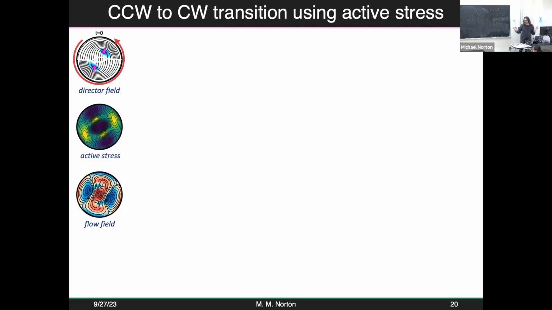Okay, so now I'm going to show you the results of that. We're starting out, and initially the system is rotating in the counterclockwise direction. I'm showing this first time step. Already the active stress field, the control, has been flipped on. That's what you're seeing in this second row, and on the bottom is the instantaneous flow field.